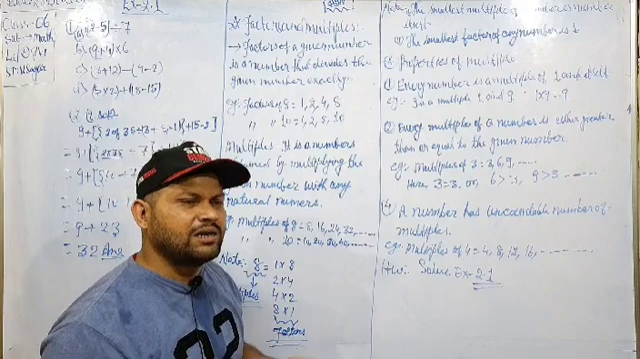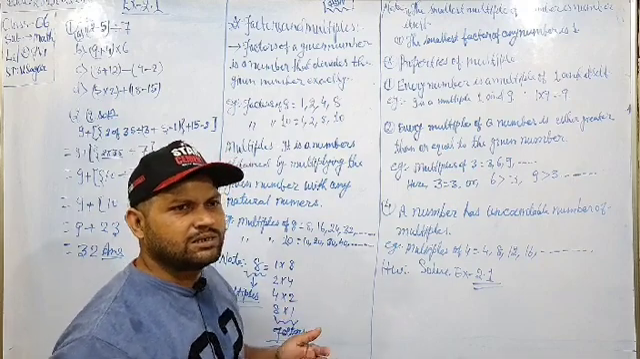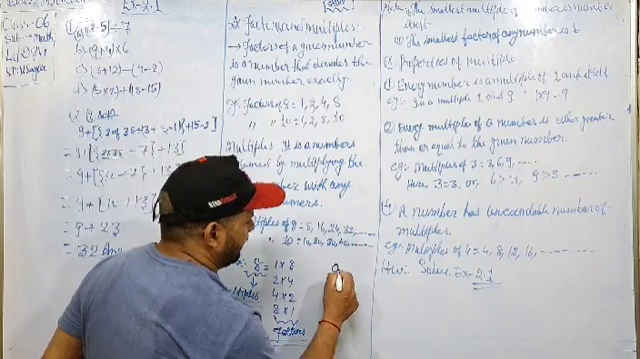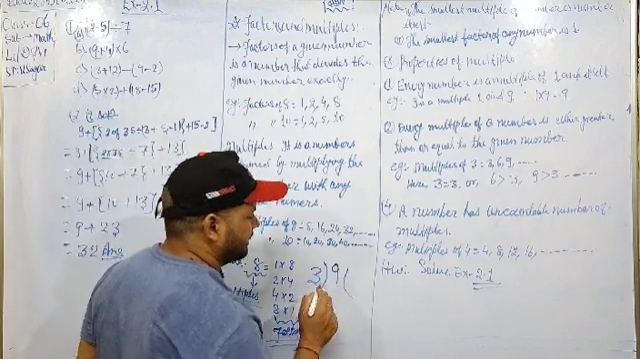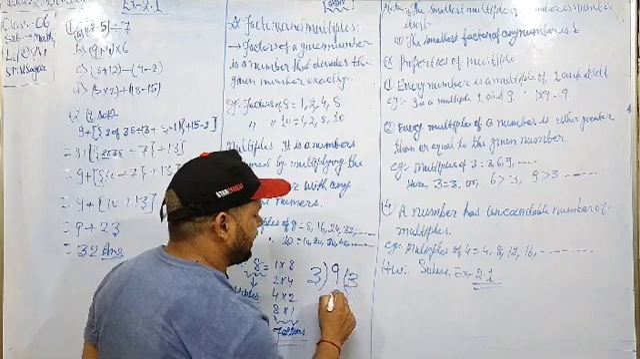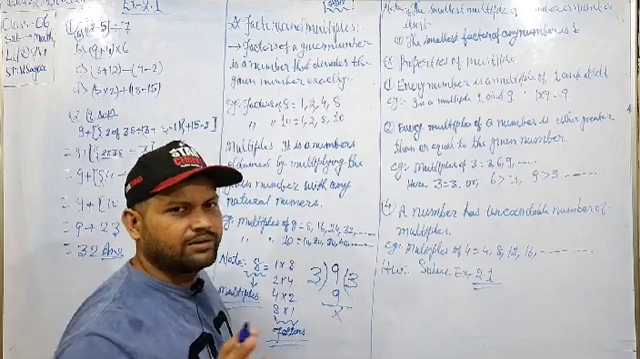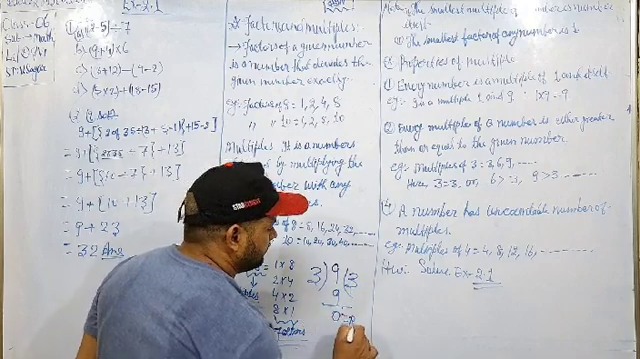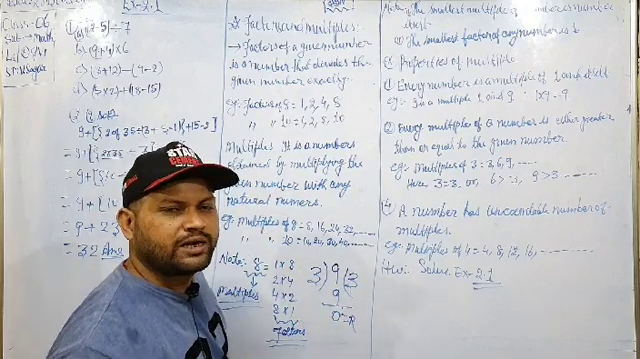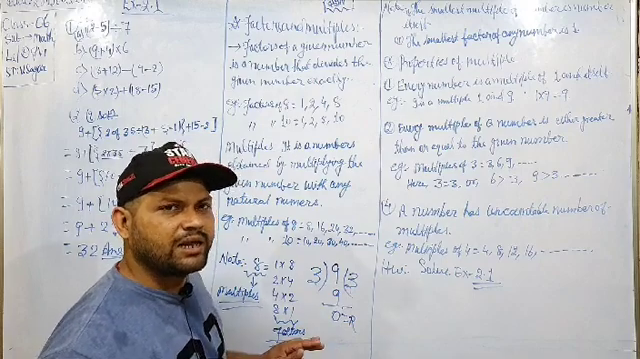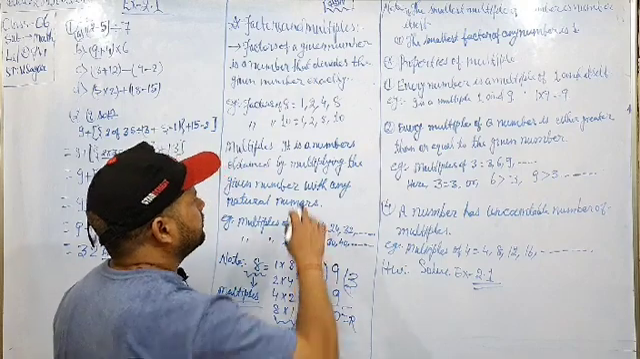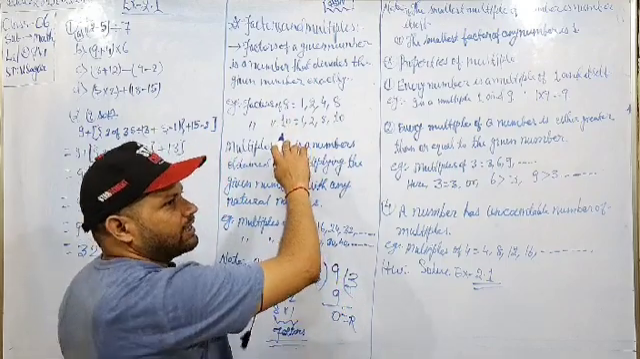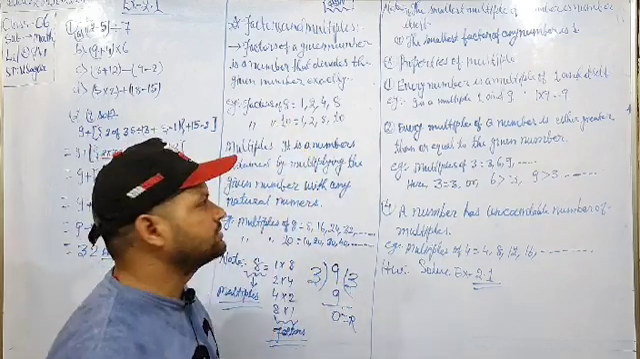Any number exactly dividing another number means, for example, 9 is divisible by 3, so 3 divides 9 exactly, leaving remainder 0. Here 0 is the remainder, so we can say that 9 is divisible by 3. So 3 is a factor of 9. Here I have written these things.